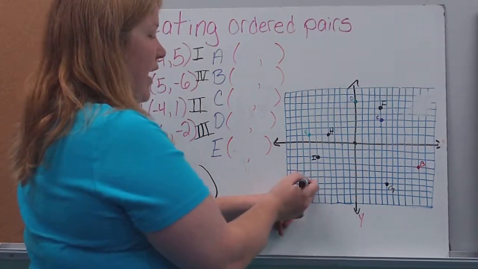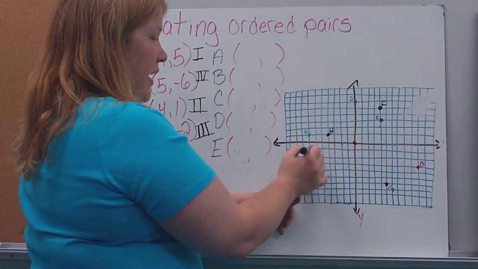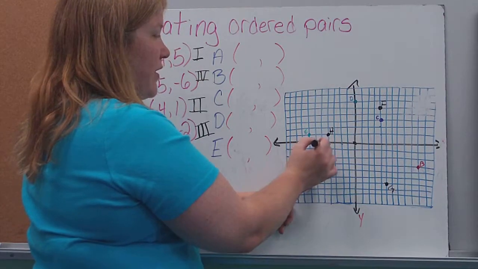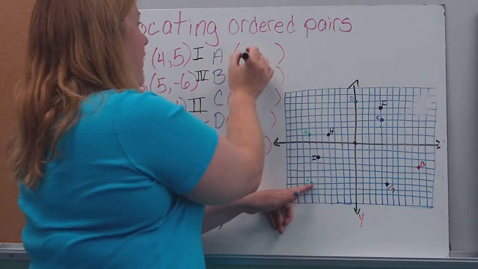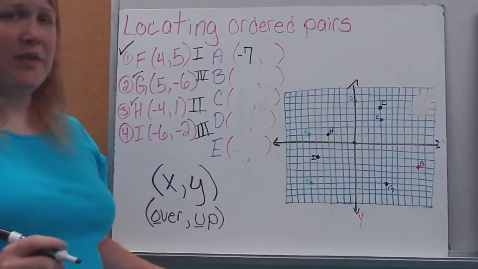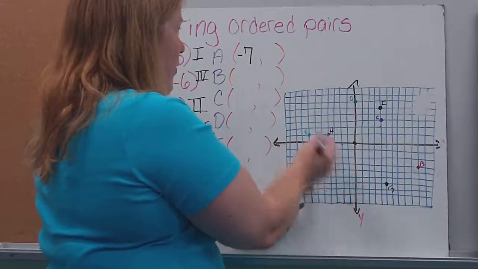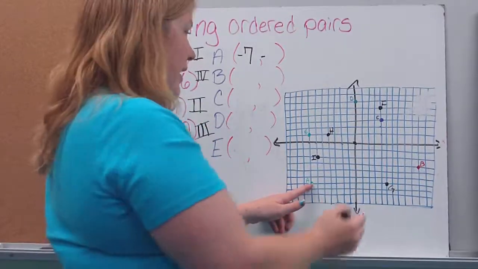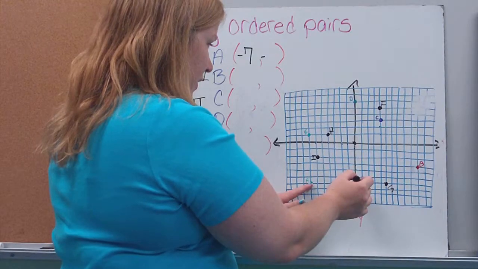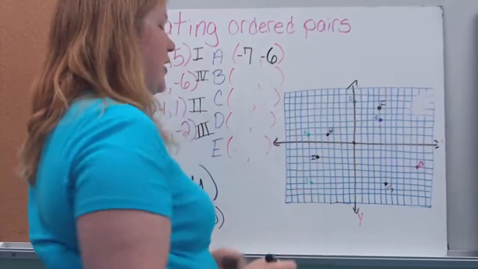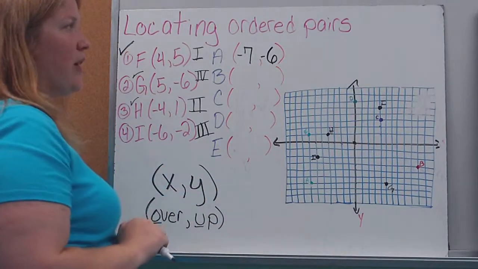So the first thing I want to do is count how far from the y-axis this is. Well, we're to the left, so it's a negative number. So how far over is it? 1, 2, 3, 4, 5, 6, 7. It's 7 spots to the left, or it's negative 7 on my x. How far down is it? Well, again, it's going to be a negative value because I'm going down instead of up. 1, 2, 3, 4, 5, 6. And it's 6 spots down. So if you go over 7, down 6, you're going to find point A.